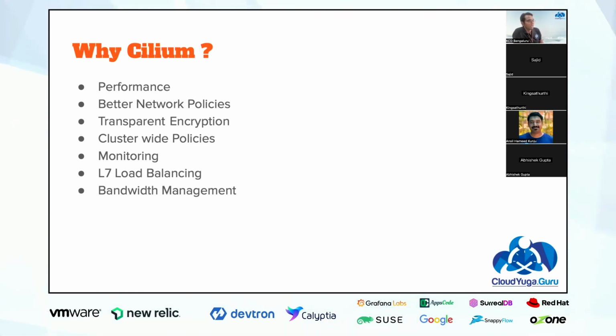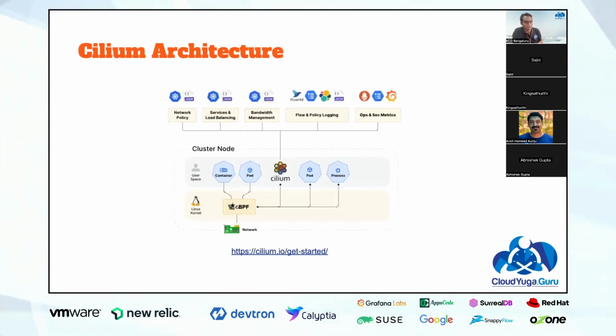Then we have cluster-wide policies. If you have used network policies in Kubernetes, they are typically namespace-based, but with the help of Cilium, we can have cluster-wide policies there. We can configure monitoring, L7-based load balancing, bandwidth management, and so on. So these are the features which you're going to get with Cilium, which makes it a very compelling choice to put on top of any other CNI drivers we have in the environment. Any questions?